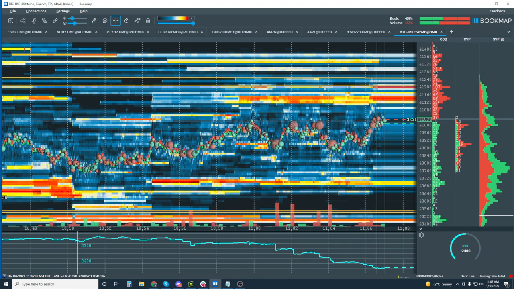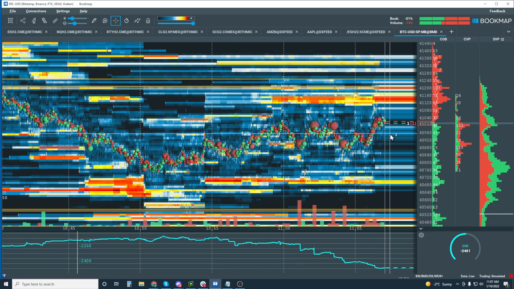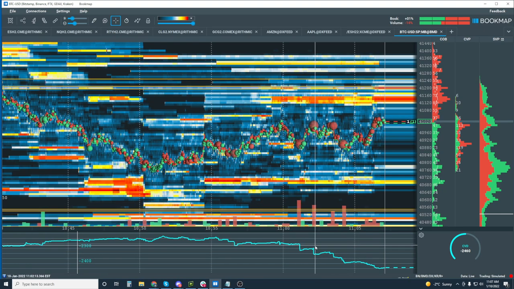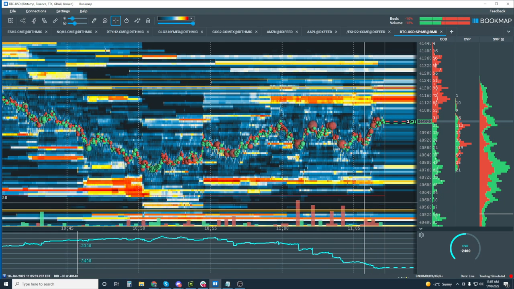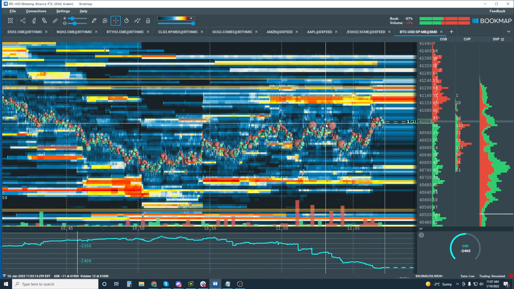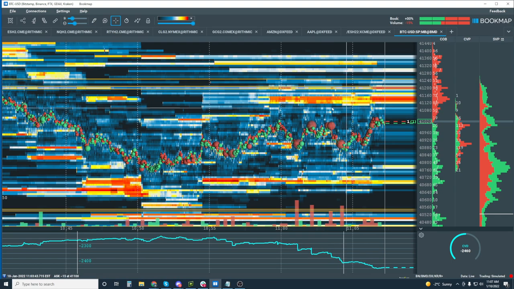Okay. All right, Lex. Yeah, cumulative volume delta dropping too. Selling, sell dots, sell bars. But we just made a slightly higher high here. So it's kind of weird stuff.